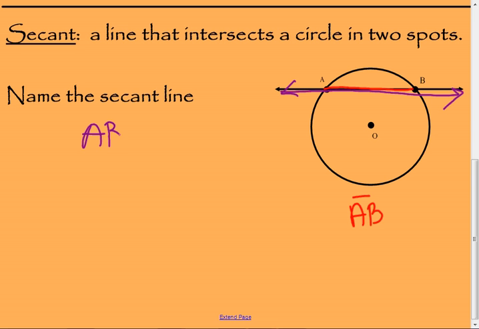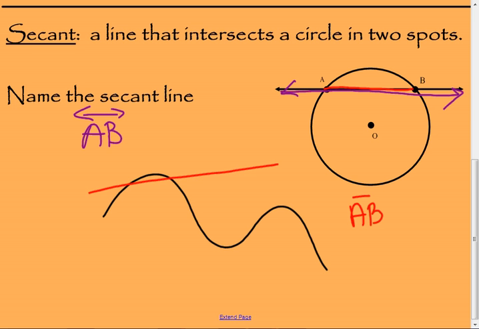Are we going to see this in calculus? Yes, we are. And we're going to expect you to know what a secant is. And by the way, the tangent has something to do also with trigonometry. This is a secant line because it intersects my curve in two points.